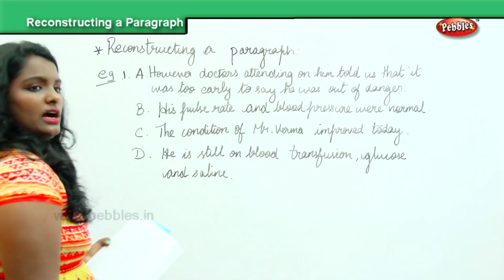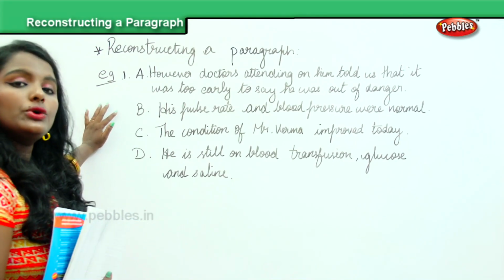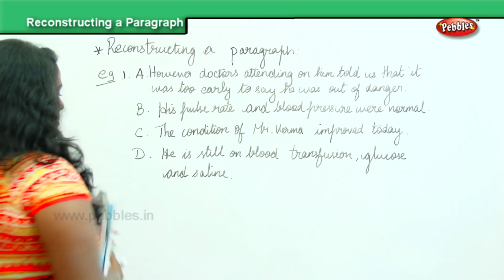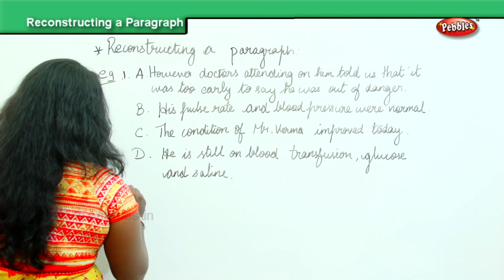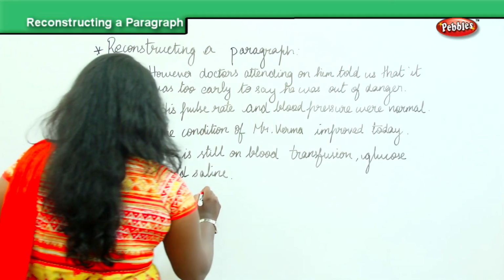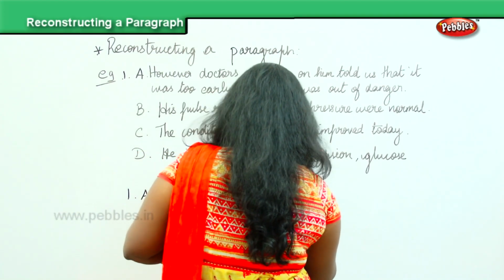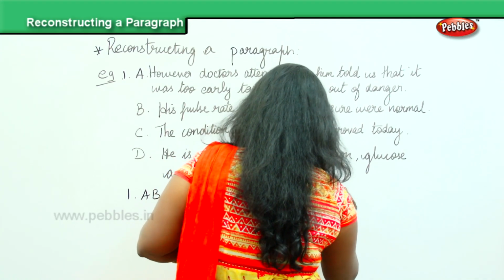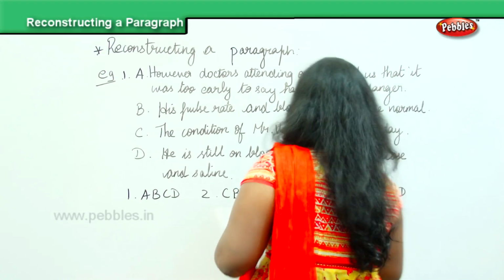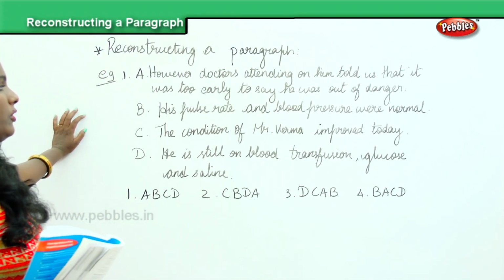All right, so these are the 4 sentences given to you in the examination. How are you going to rearrange them or sequence them in the proper order? You are also given 4 options, right? One is A, B, C, D, then C, B, D, A, D, C, A, B, and B, A, C, D. Try to arrange them in the proper order.